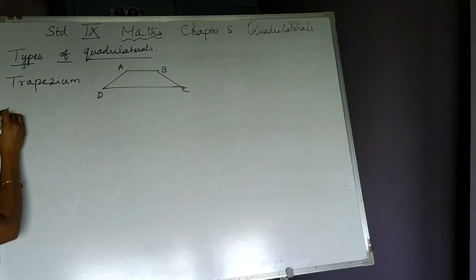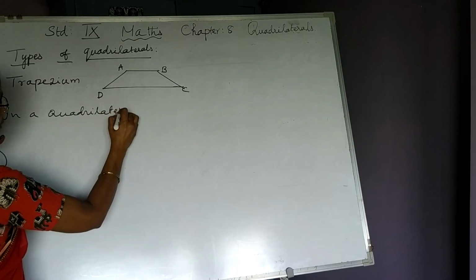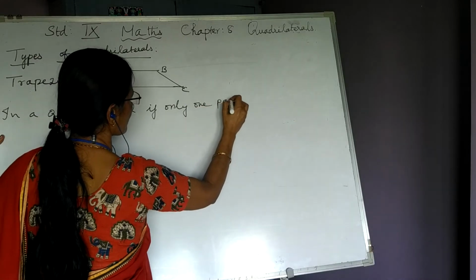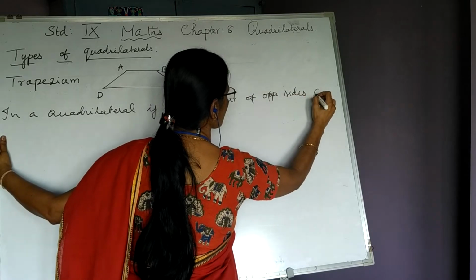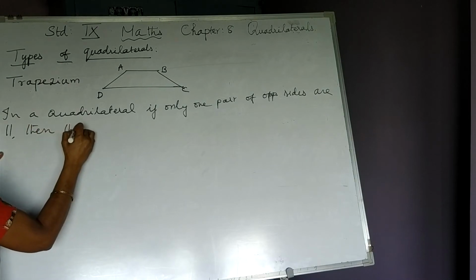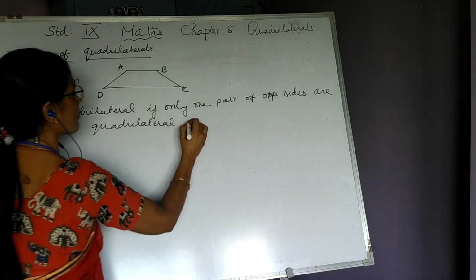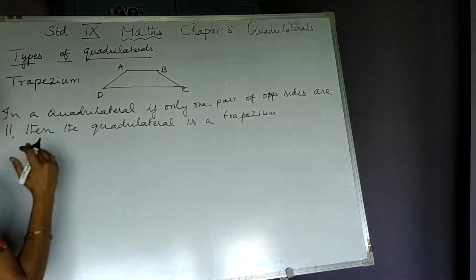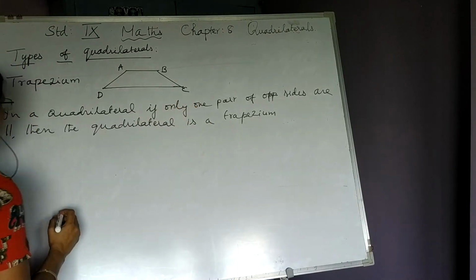So, in a quadrilateral, if only one pair of opposite sides are parallel, then the quadrilateral is a trapezium. It should be a four-sided figure and only one pair of opposite sides should be parallel. Then we call that quadrilateral a trapezium.